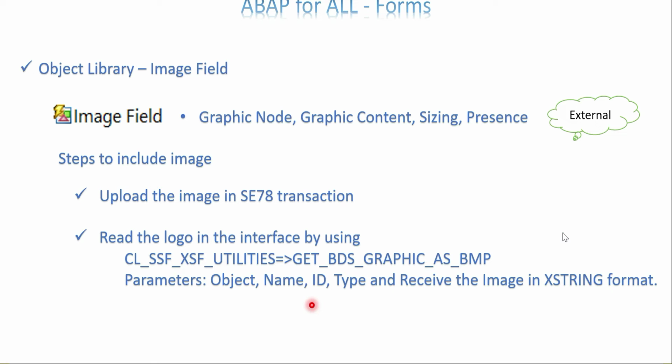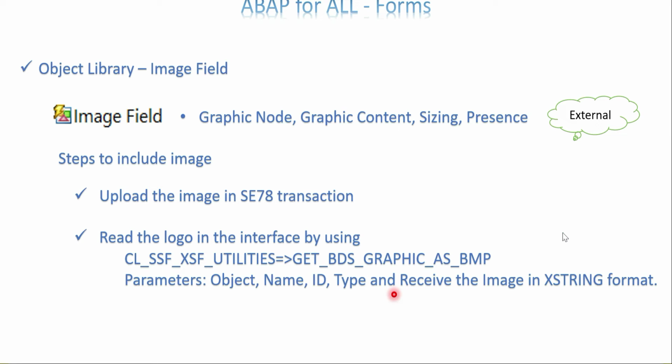So we are going to use this class and method in my interface where the code initialization option is available. Or it depends, you can use it in your driver program and send the final result to the Adobe form, or you can use it at the interface level. There are some parameters to be passed to this method: the object is graphic, the name of your object, the name you mentioned in SE78 transaction, the ID, and the type. If you pass this information, it will return an XSTRING value.